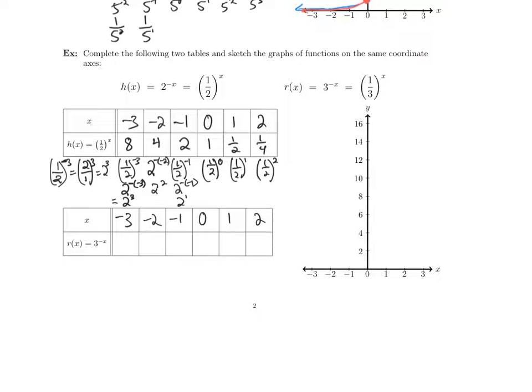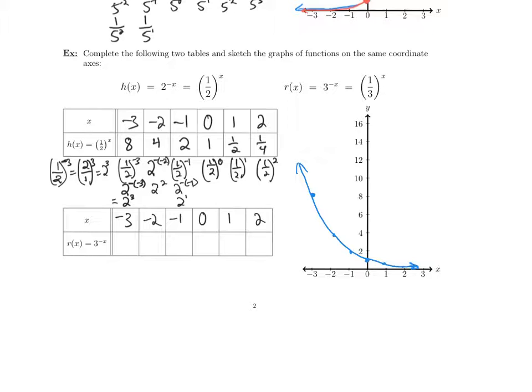I'm going to graph h of x first. So that's -3 is up at 8, -2 is at 4, -1 is at 2, 0, 1, 1, 1/2, and then 2, 1/4. And so we have, this is really an exponential decay model.